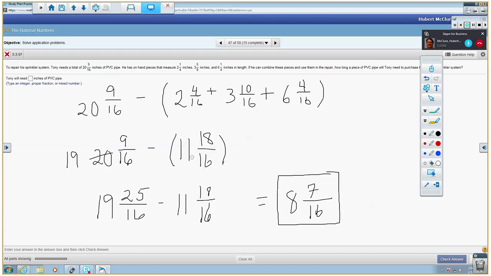Now, let's do it the other way. 20 and 9/16 minus 12 and 2/16? No, you don't change it to 16ths. Why? It'll be the same. You got to have the same denominator. So 9 minus 2 is what? 7. And what's 20 minus 2? 8. Same answer. Isn't it a miracle?